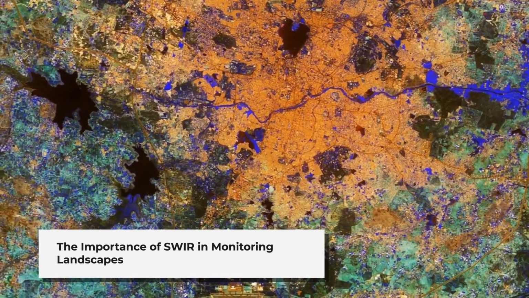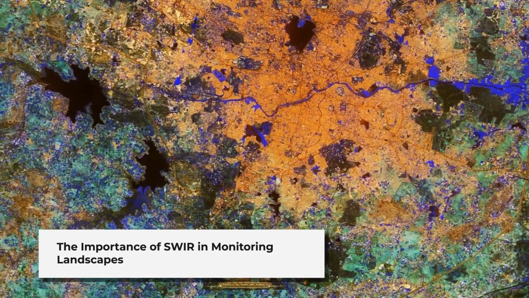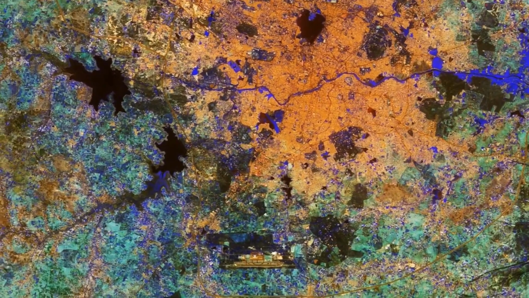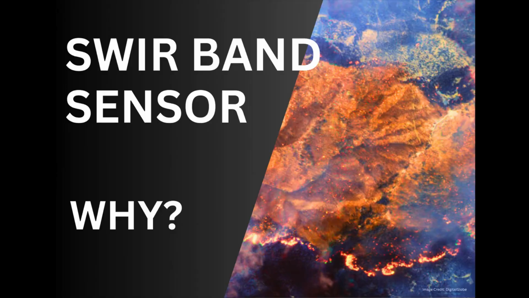Now that you understand why these indices range from -1 to 1, you might wonder, why is the SWIR band so important in remote sensing? Check out our video on Why SWIR Band in Remote Sensing for more insights.